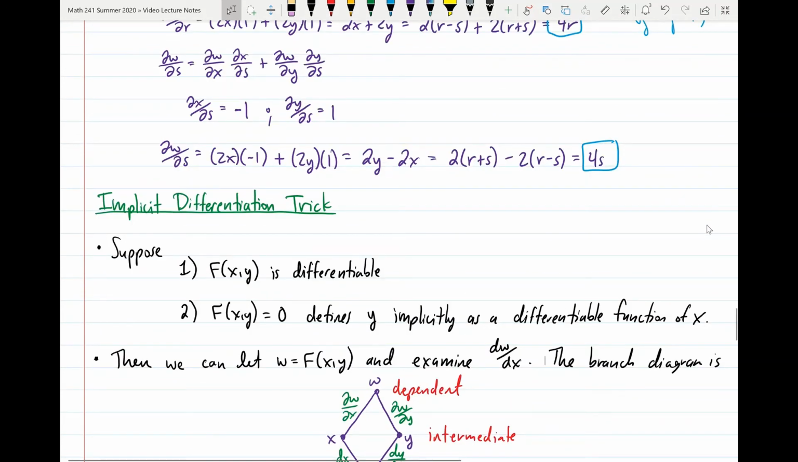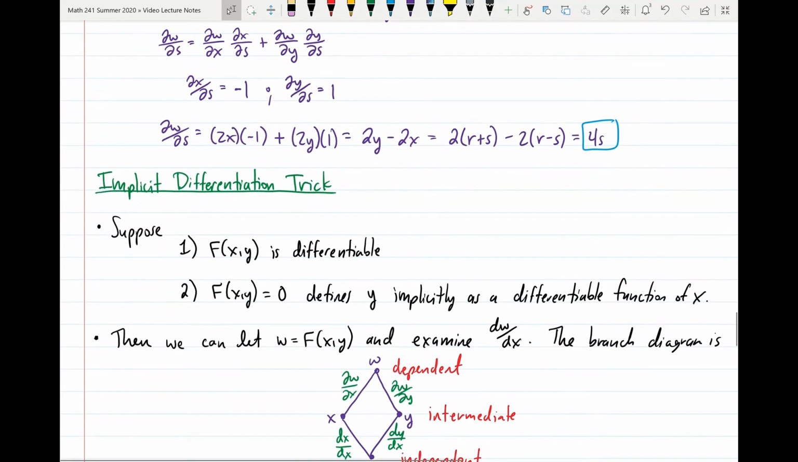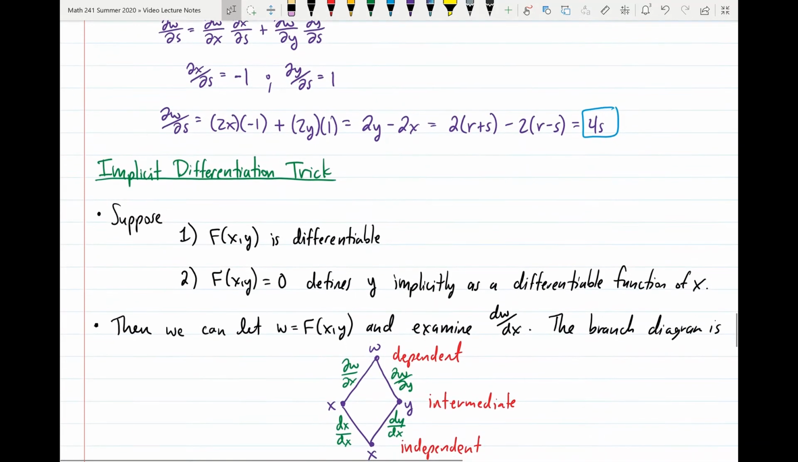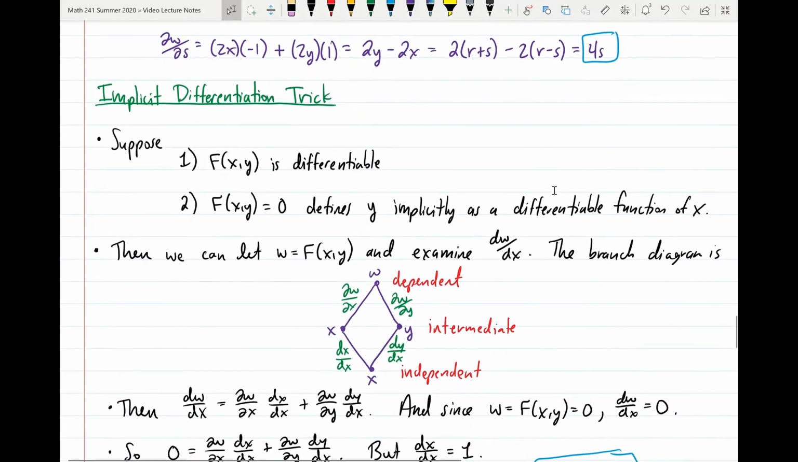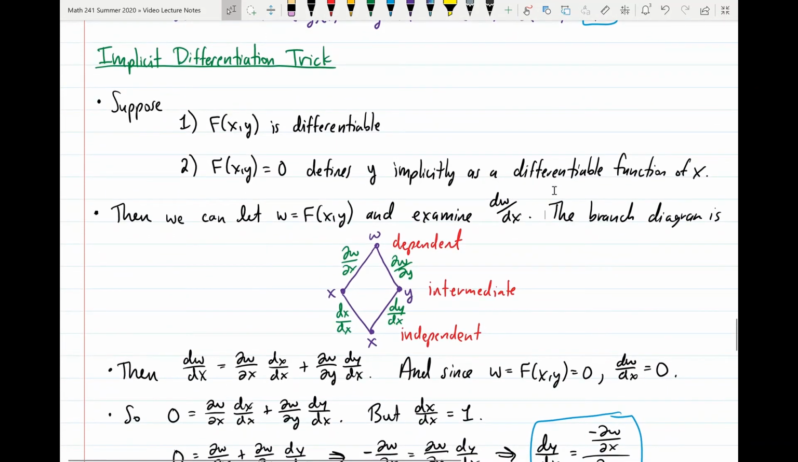All right, now the last order of business for this video is to talk about how the chain rules that we have developed above give us a trick for implicit differentiation. So let's develop this trick and prove why it is the case.